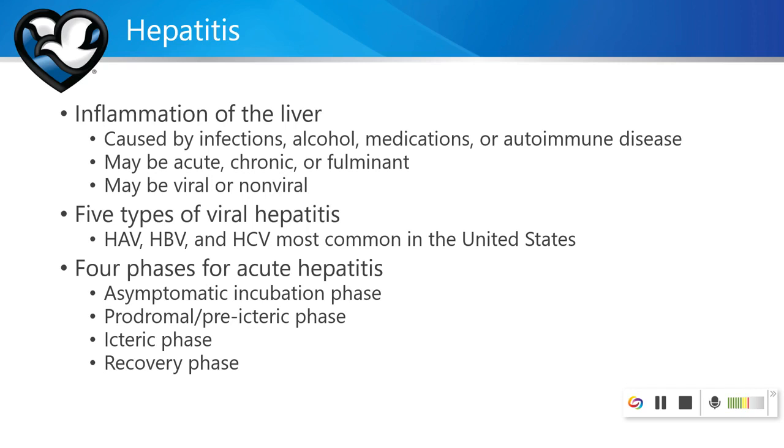Symptoms with hepatitis A tend to be abrupt and have a higher likelihood of fever and jaundice in comparison to hepatitis B or C. Nausea and vomiting are common to all types of viral hepatitis.